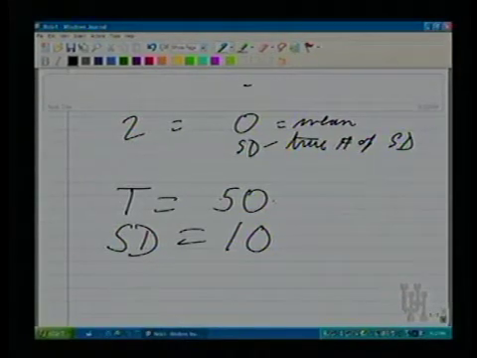So in other words, it doesn't matter what the standard deviation really is. If you got the mean score, I'll give you a 50. If you got a standard deviation above the mean, I'll give you a 60. If you got 2 standard deviations above the mean, I'll give you 70. If you got 3 standard deviations below the mean, I'll give you a 20.